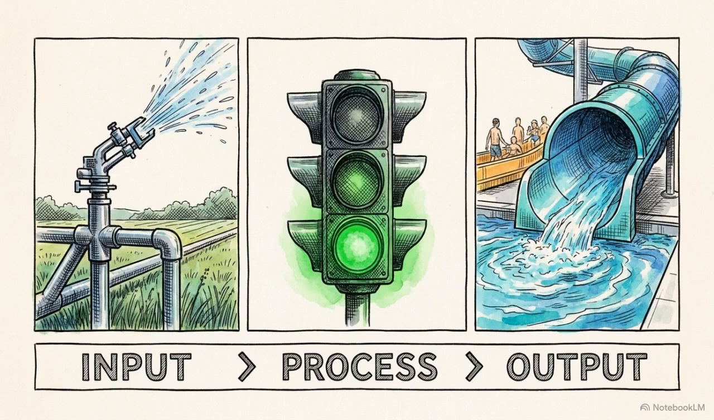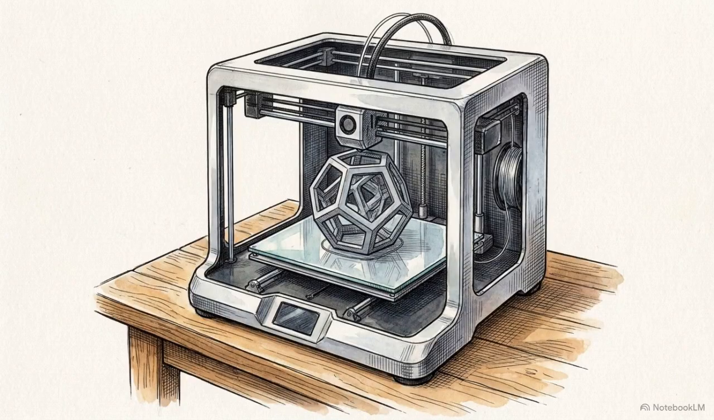Growing food, managing city traffic, and keeping swimmers safe are entirely different jobs, yet they all rely on the exact same logic sequence to function. One of the most advanced control systems is a 3D printer. It builds physical, real-world objects directly from digital files.